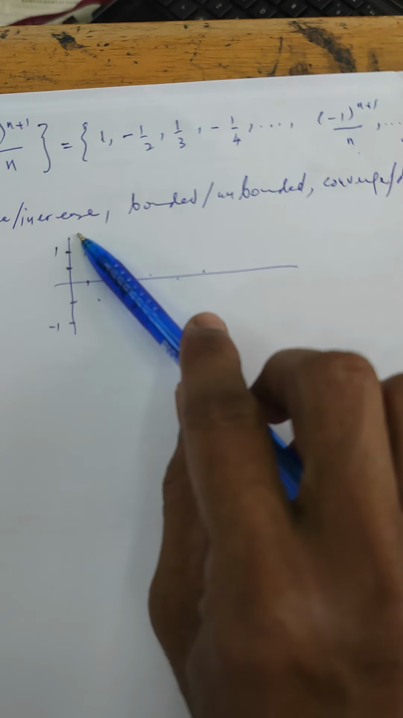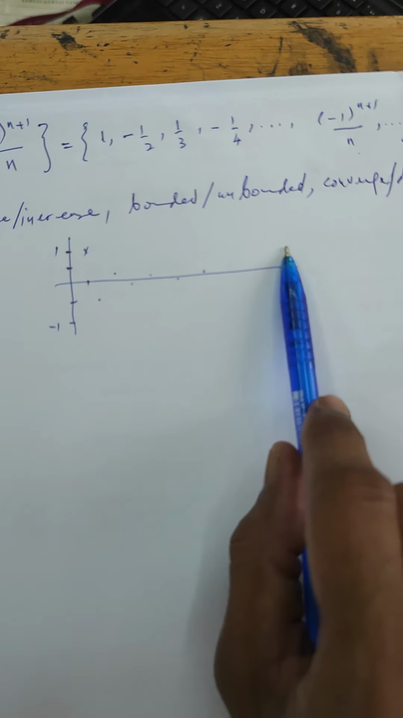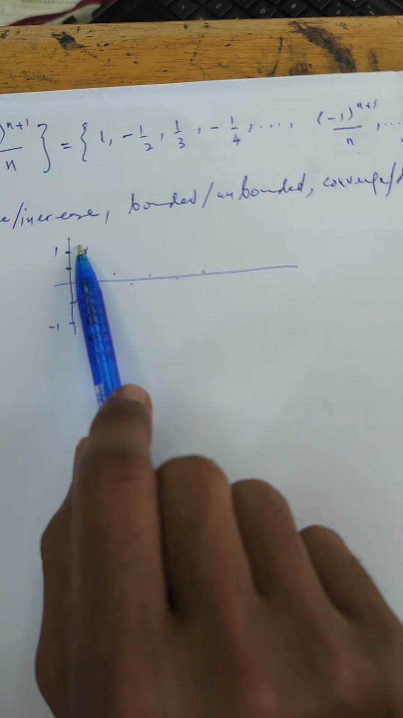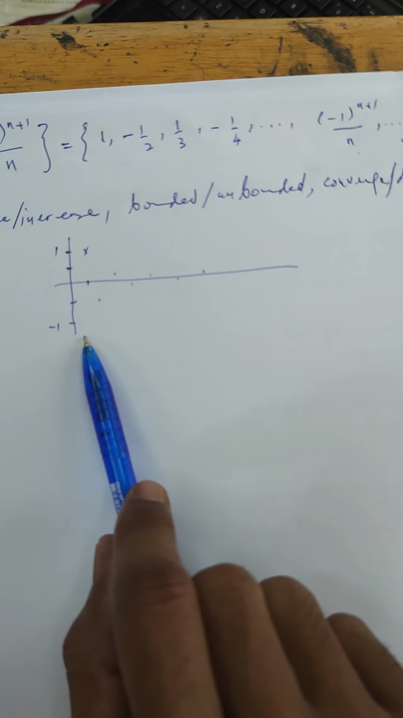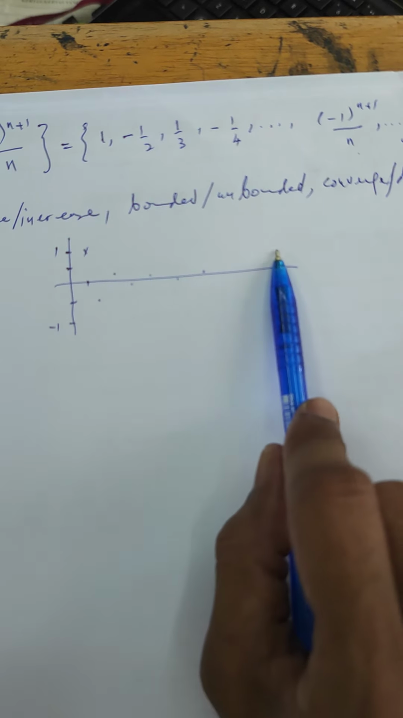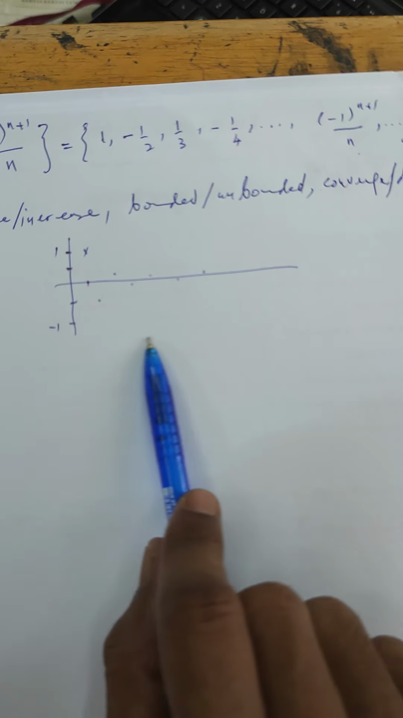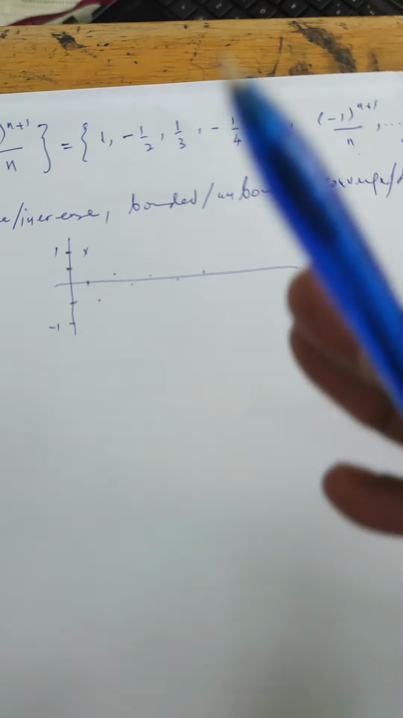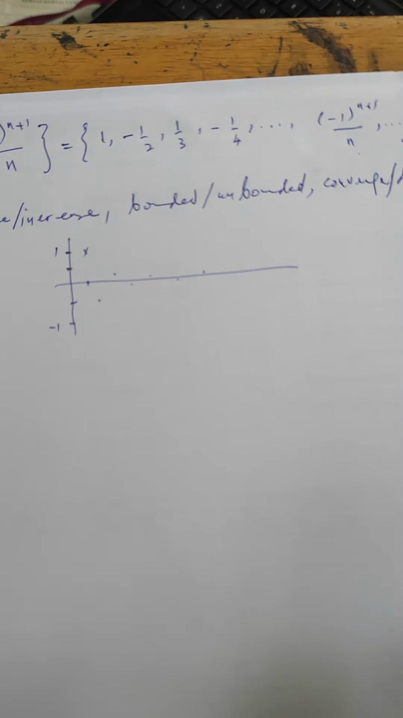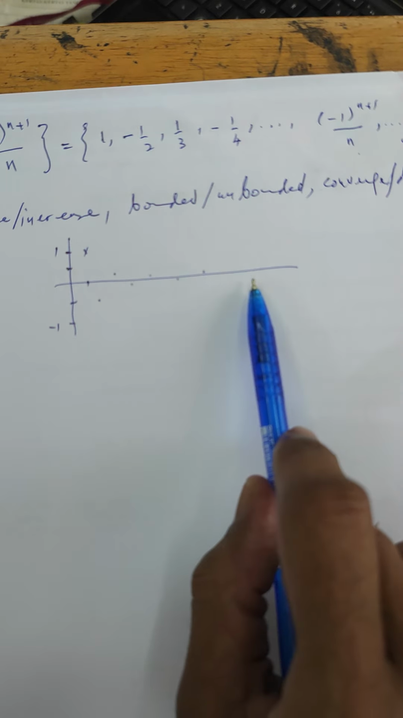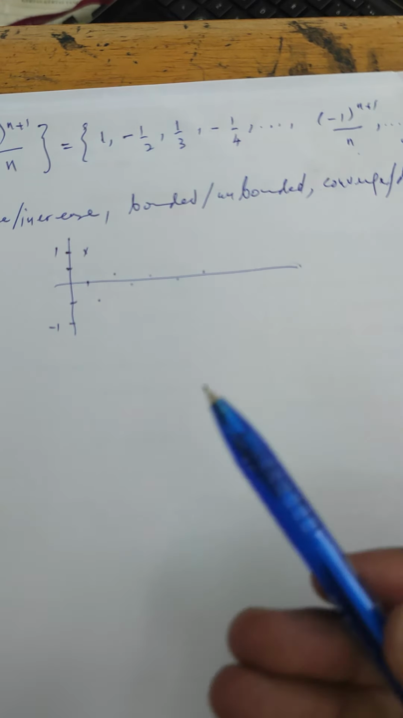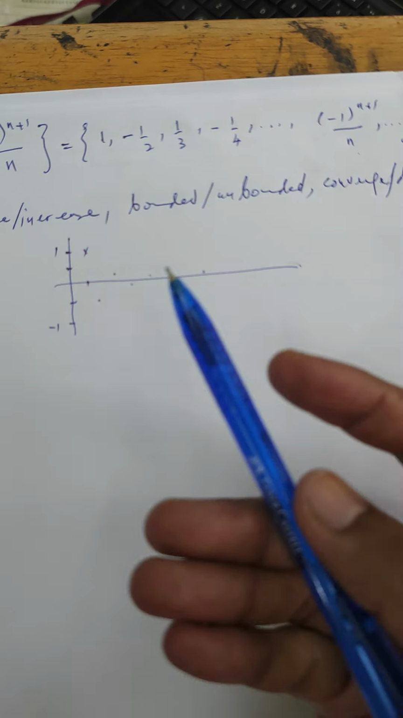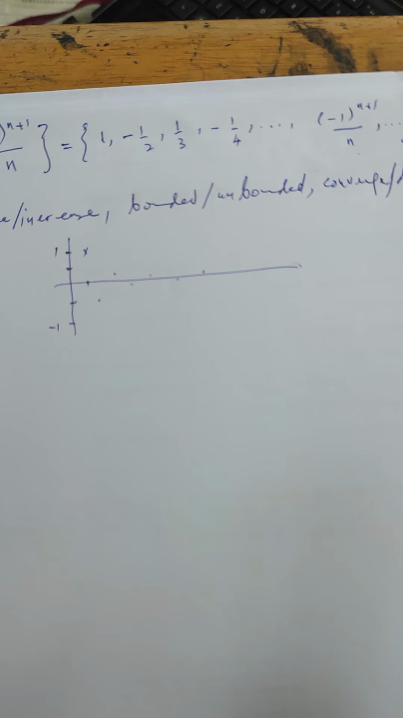For the even terms it decreases, for the odd terms it increases. In other words, we can say it oscillates and converges to a certain limit. So in this case, the sequence is bounded and convergent. Bounded and convergent.